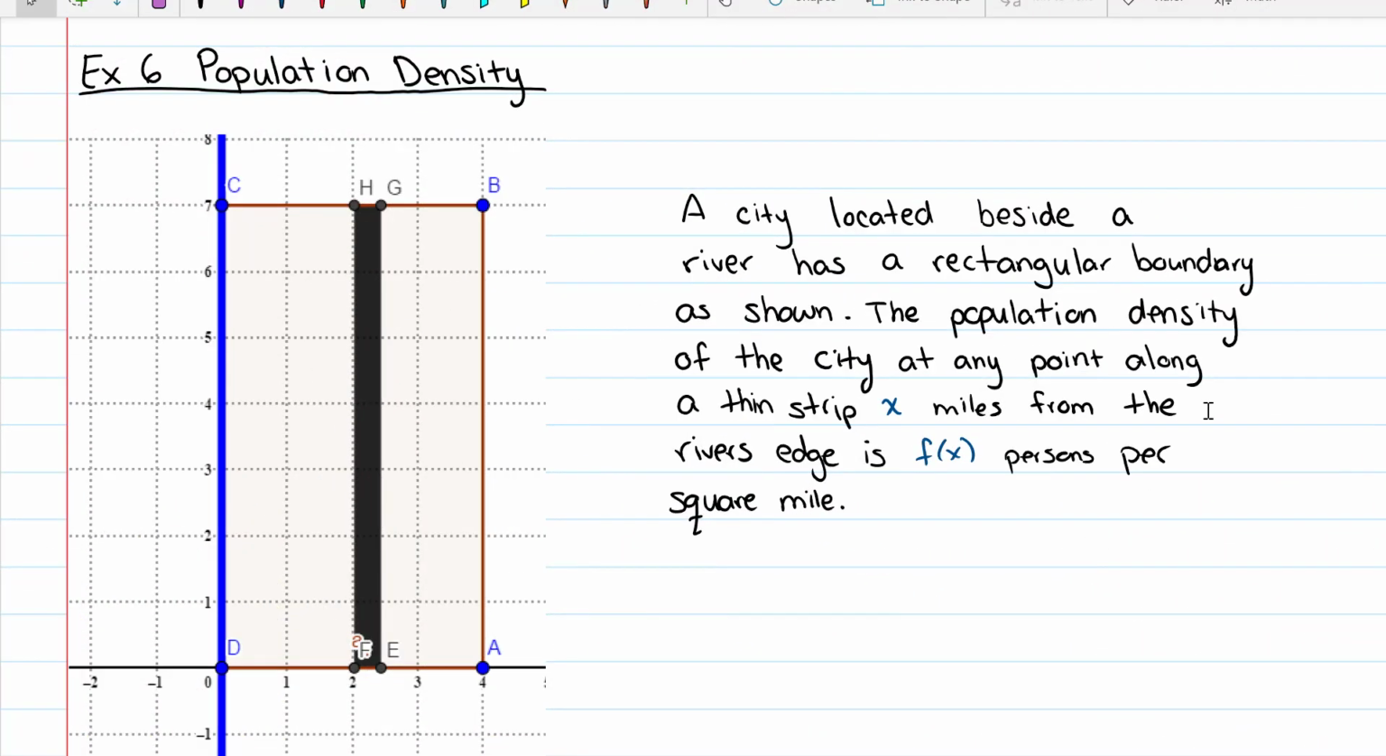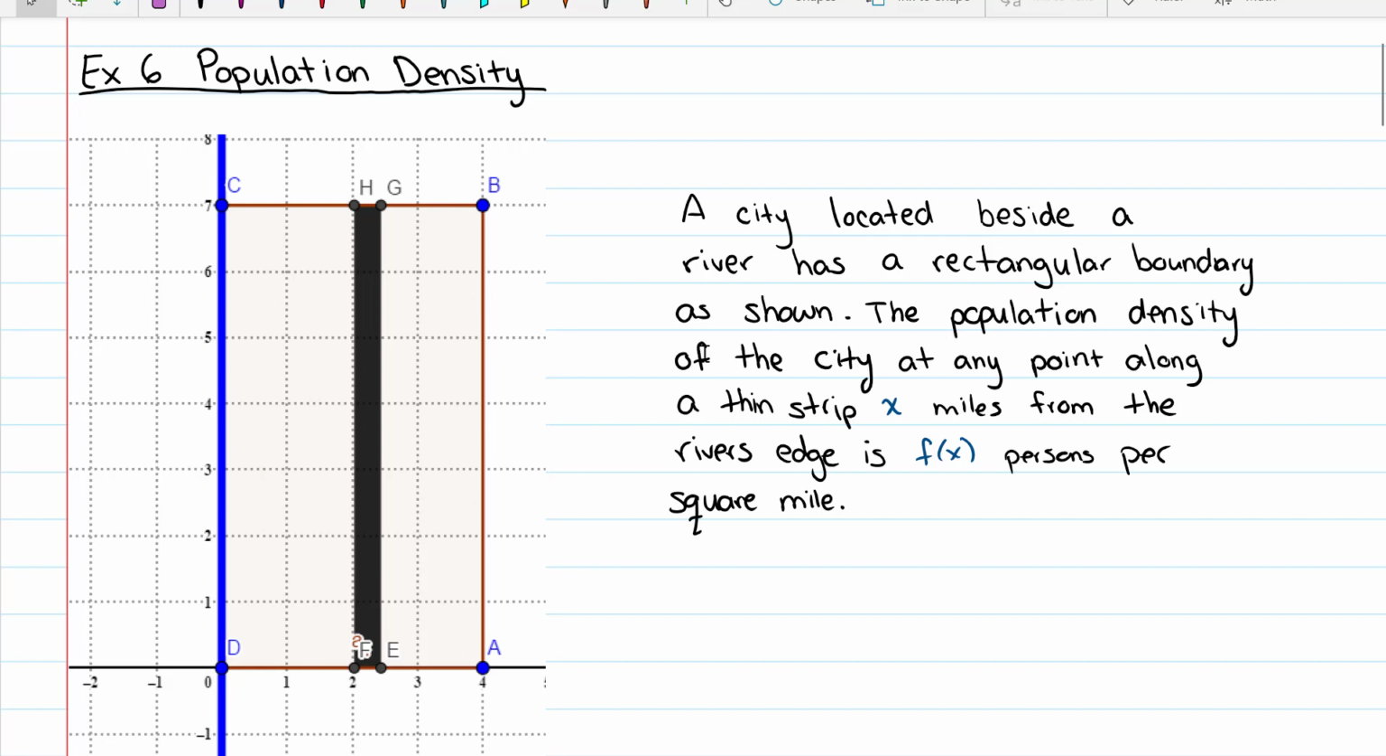Example 6, population density. In this example, we're going to talk about how to determine population density, or the amount of population in a specific region. So, a city located beside a river has a rectangular boundary as shown. As shown right here, here's the blue river, and this is the rectangular boundary of the city.